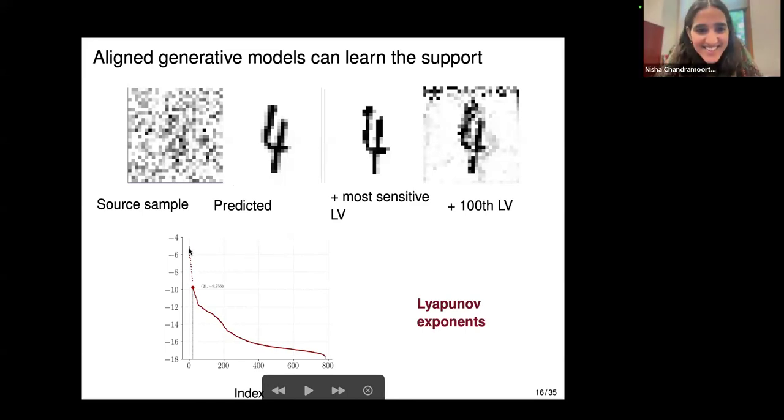And you can also see this in the Lyapunov exponents as well. So here are the Lyapunov exponents. They all happen to be stable. And these are finite time Lyapunov exponents. And here is the index.